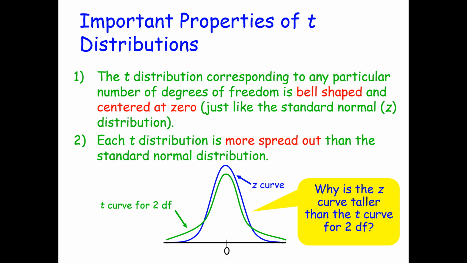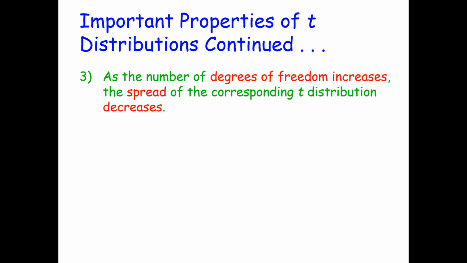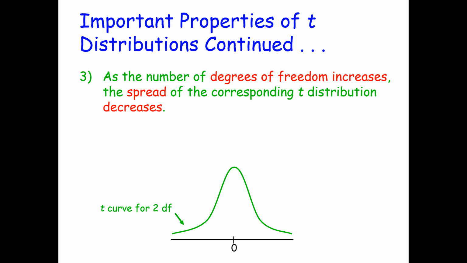Why is the z curve taller than the t curve for 2 degrees of freedom? Let's take a look at that. Well, as the number of degrees of freedom increases, the spread of the corresponding t distribution decreases. So if this is for 2 degrees of freedom, this would be for 8 degrees of freedom.